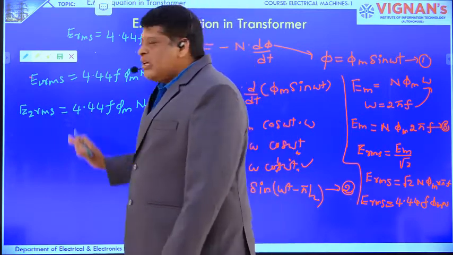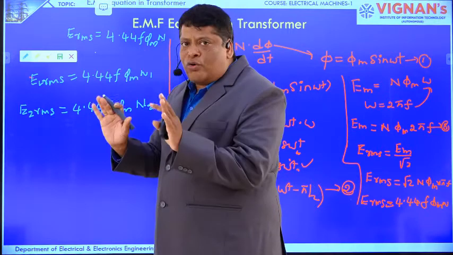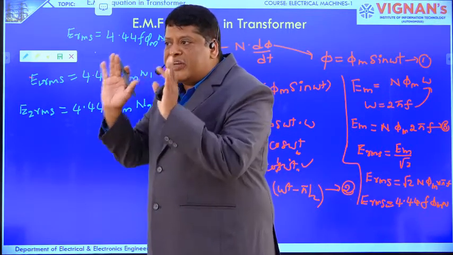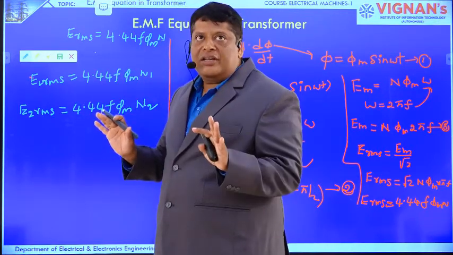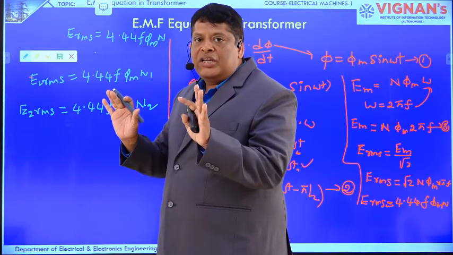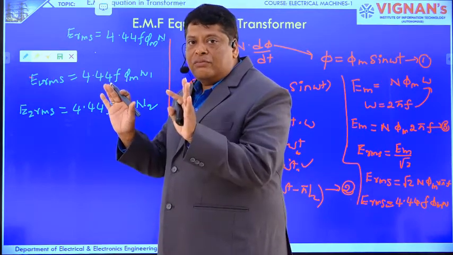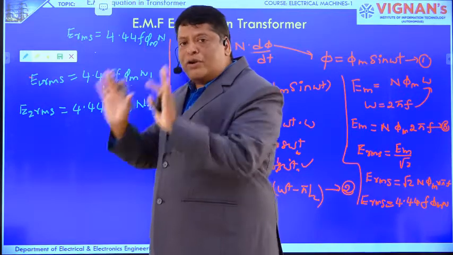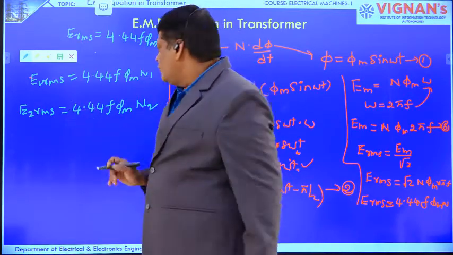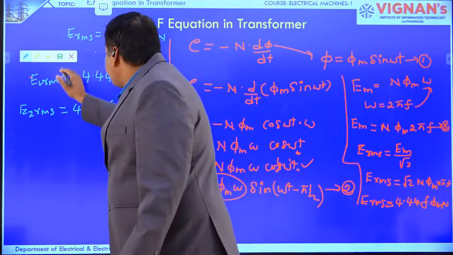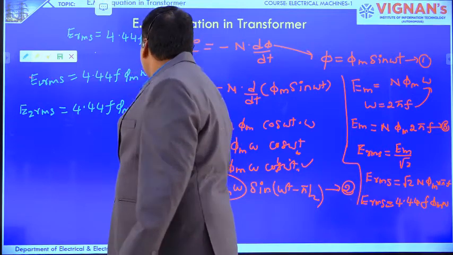Generally, for any sinusoidal quantity, when the voltage is given, it is the RMS voltage only. It is not the maximum value. If it is given simply as voltage, it means RMS voltage. So now we are representing this equation.